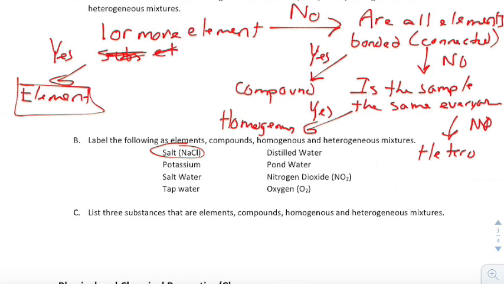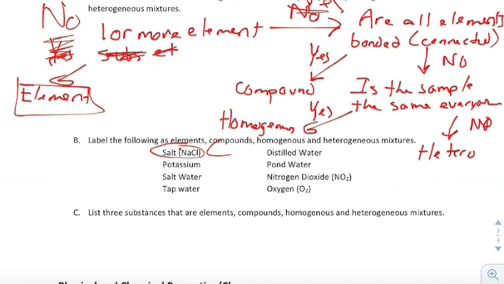So now it says label the following: elements, compounds, homogeneous and heterogeneous mixtures. I look at salt and it says NaCl. So I say, does it have one or more element? Oh, excuse me, I messed this up from the very beginning. It should be no and this should be yes. It really threw me off there. So I say, does it have one or more elements? Yes. Are all the elements bonded or connected? Yes, Na is connected to Cl. So because of that, I know that this is a compound.